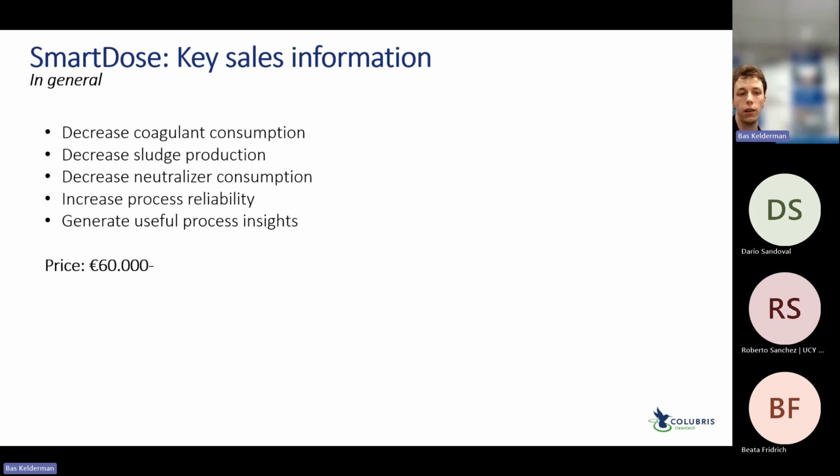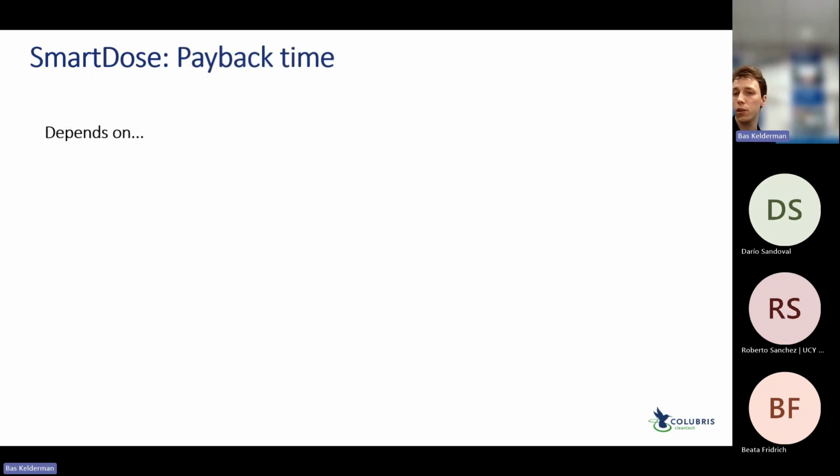Now, if I were to go to a client and say it costs you this much euro, that's not quite the number that they want to talk about. They want to talk about payback periods. That's a tricky figure because it really does depend. It's not just one figure. I can't say for a SmartDose it pays itself back in 1 year or 2 years or whatever. It depends on a lot of client-specific things.